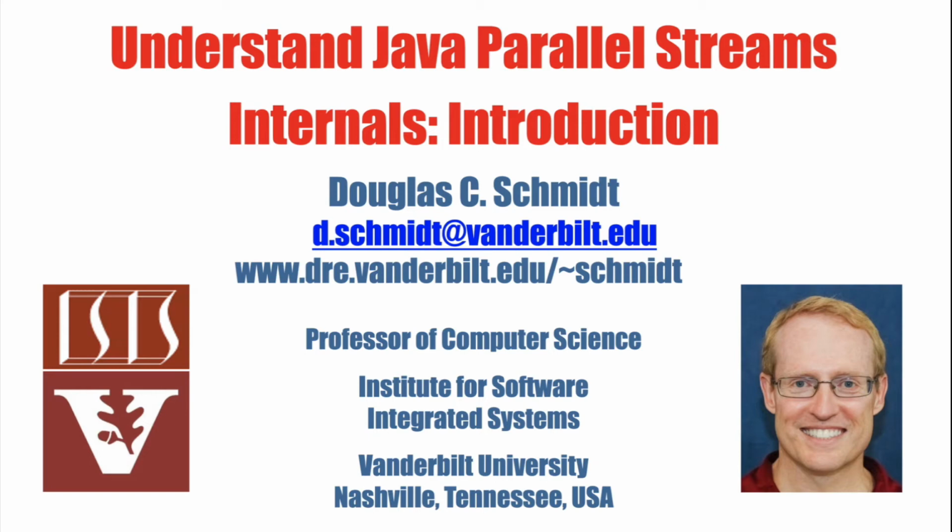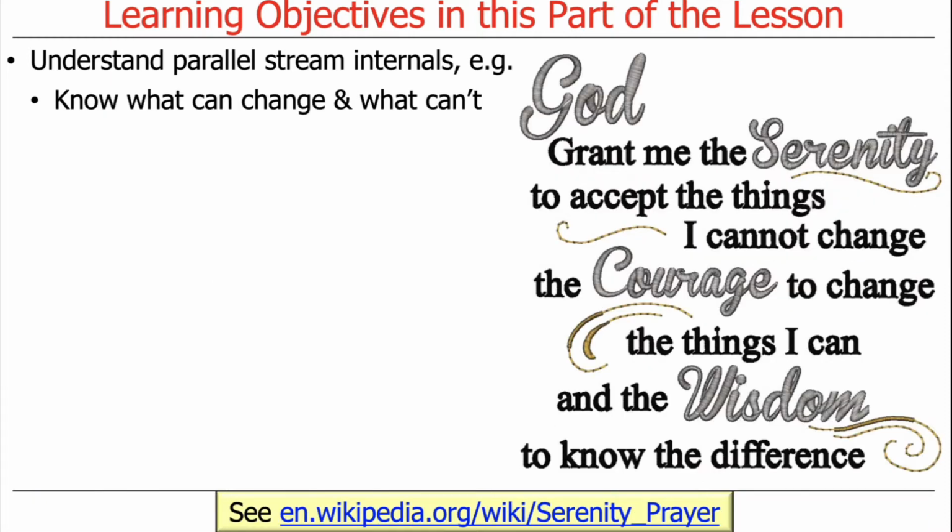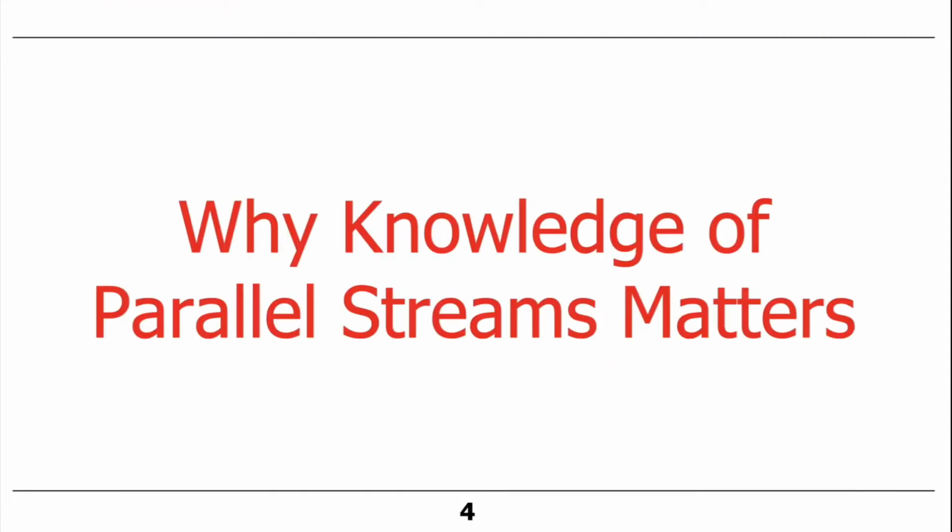So now that we've walked through various examples of applying parallel streams, let's take a step back and once again peek under the hood in a bit more detail to see how parallel streams are implemented internally. And a good place to look for more coverage of this is this nice article by Brian Goetz, which of course you can find by clicking on the link in the PDF slides once I upload them. As before, it's important to know what you can change and what you can't change.